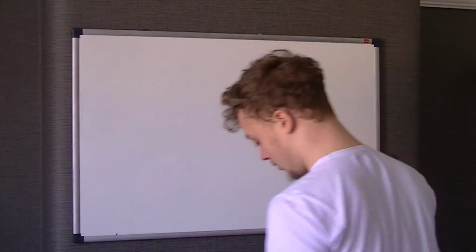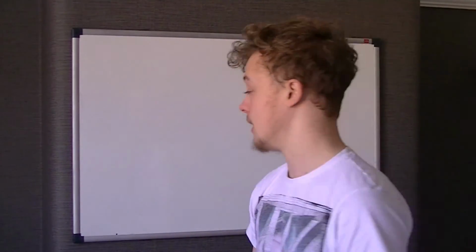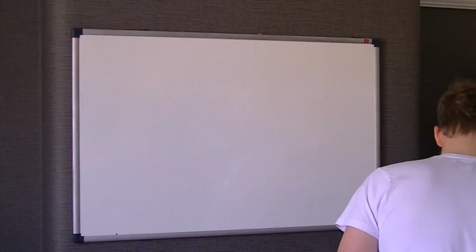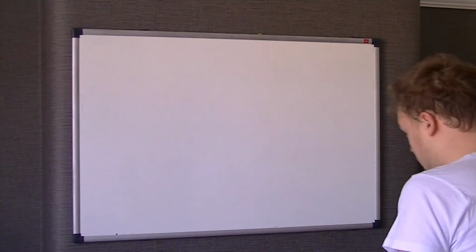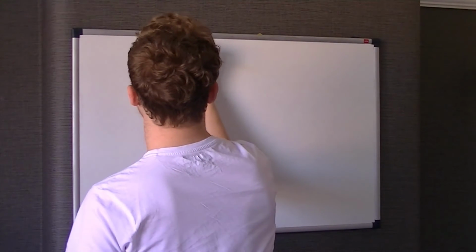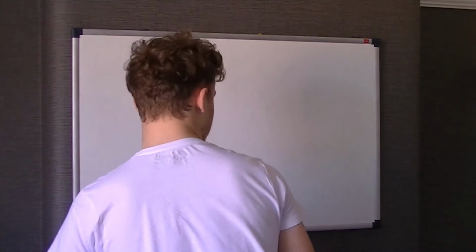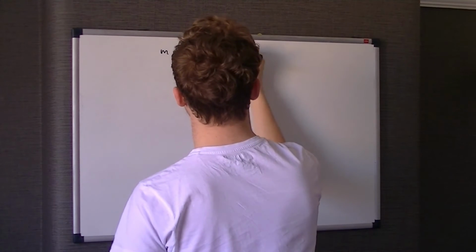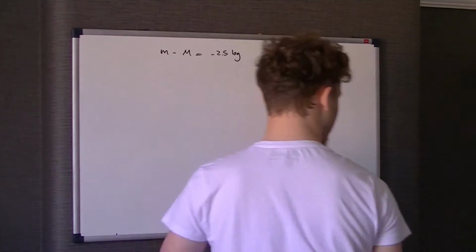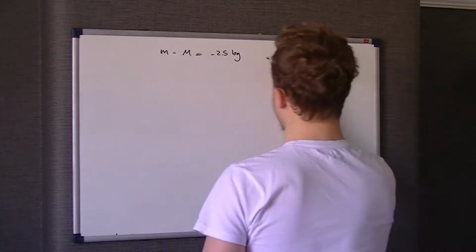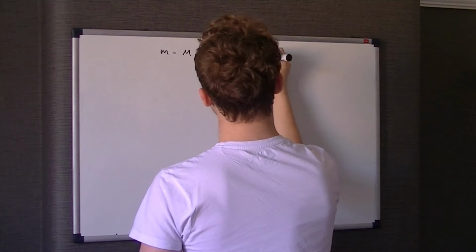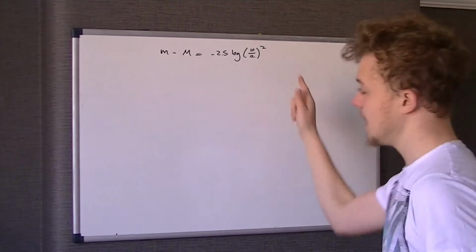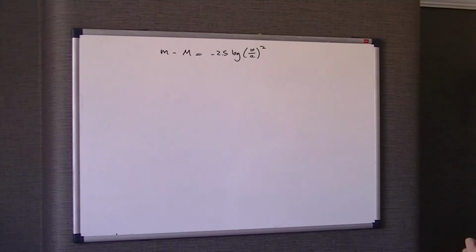Okay, so the formula is when you compare apparent and absolute magnitude. Obviously depending on whichever one is going to give you the greater answer, but it doesn't really matter. The formula is little m take big M, so apparent take absolute magnitude, is equal to minus 2.5 times the log of 10 over d, all squared. Okay, so that's the formula. But if you want to work out what d is, I'll just show you the rearrangement now.